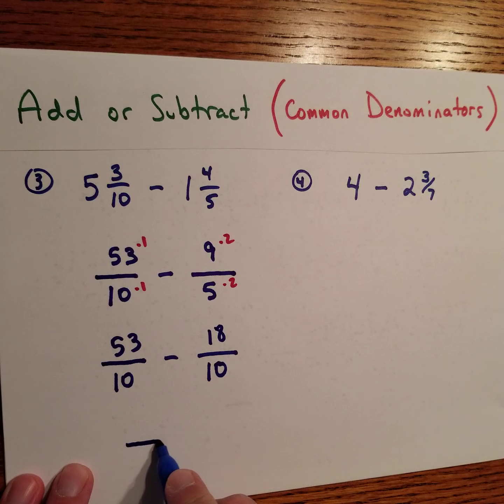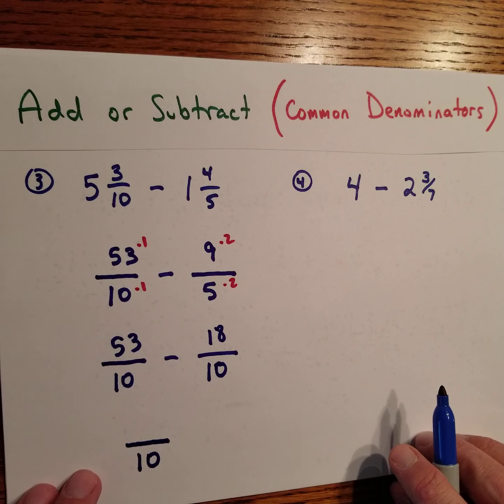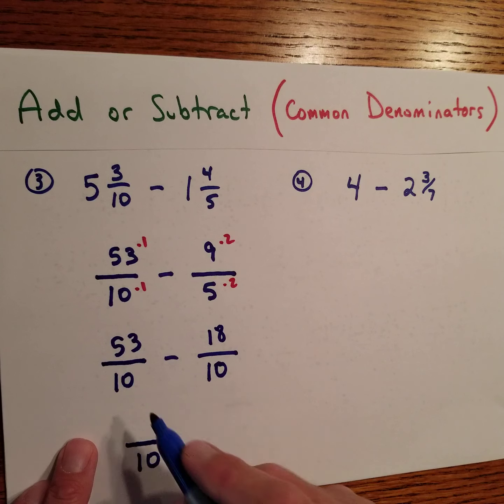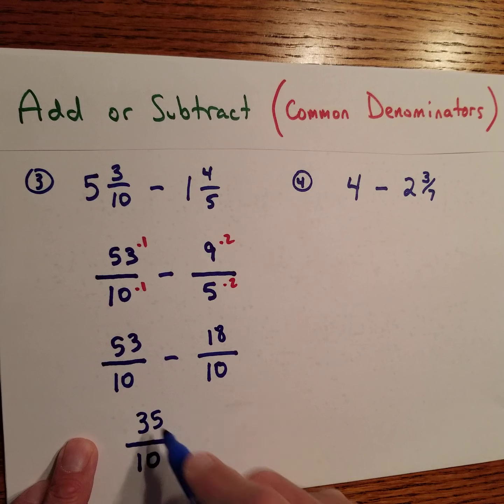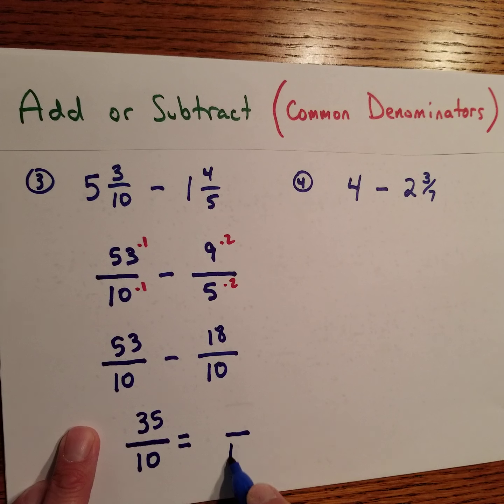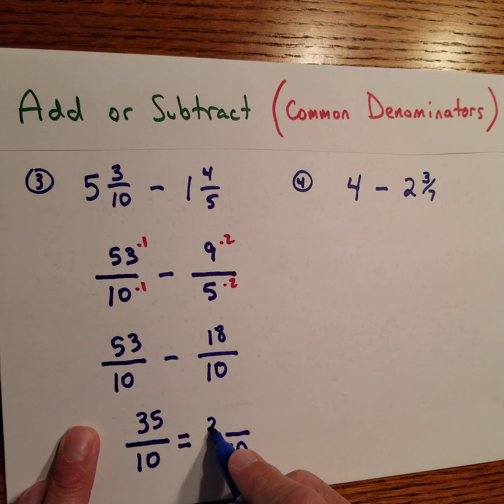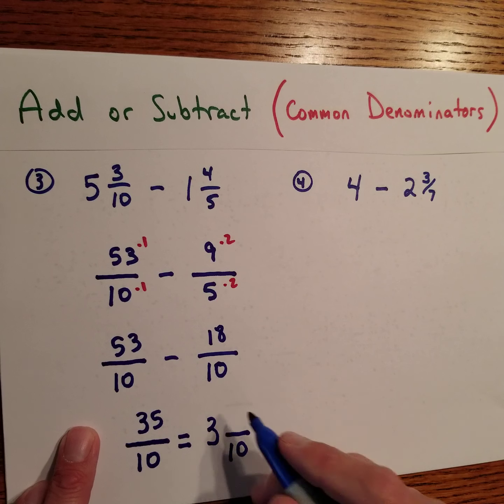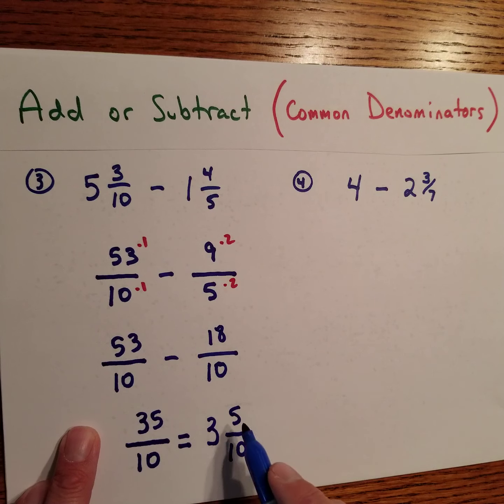Now keep the common denominator and subtract 53 minus 18. That's 35. That's a nice improper fraction. Let's make it a mixed number. How many times does 10 go into 35? 3 times, with 5 left over. Now that's a great answer, but can I reduce? Does 5 over 10 reduce?